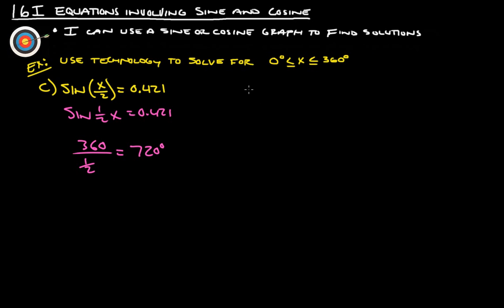So if we have a graph, this here we know is 720 degrees. This is 360 degrees. That's why we're only seeing this part on the graph. Okay, and then here's our 0.421. So we're looking for those 2 spots there.